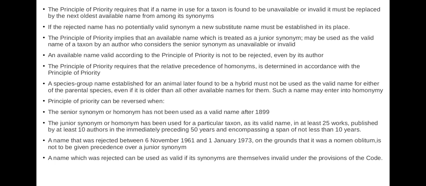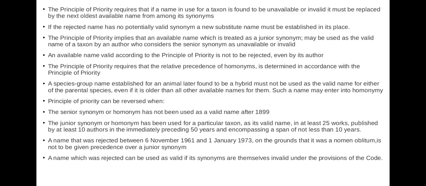The availability of a name valid according to the principle of priority is not to be rejected even by its author. The principle of priority requires that the relevance relative procedure for homonyms is determined in accordance with the principle of priority. A species group name established for an animal later found to be a hybrid must not be used as a valid name for either of the parental species, even if it's older than all other available names for them.